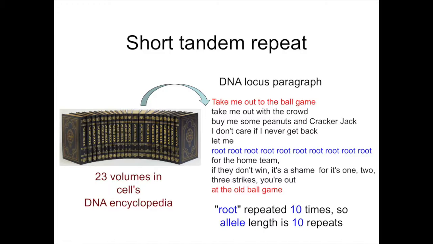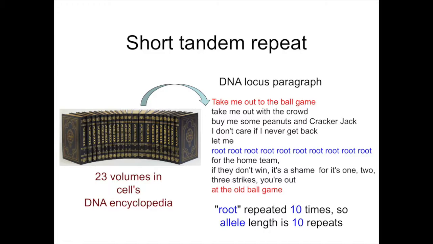So these paragraphs, about 100,000 of them in different chromosomes in the genome, they all start the same. This one is in English, take me out to the ball game, and it ends at the old ball game. But in the middle, the number of those repeats is different. And the number of repeats is called an allele or variant. And by measuring the length of the paragraph, scientists can figure out how many times that word's repeated. So if that paragraph were 4 letters longer, that would mean there'd be 1 extra word inserted. There'd be 11 repeats of the word root, and that allele would be 11.